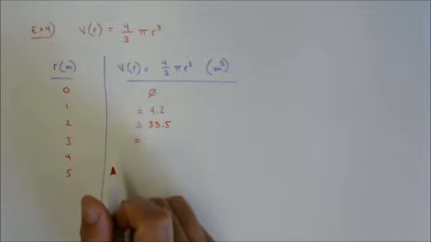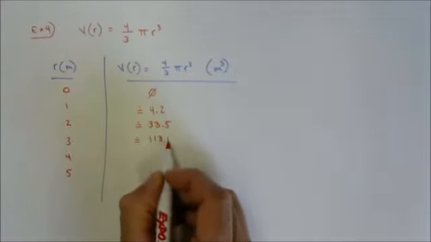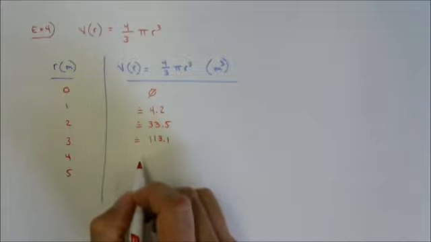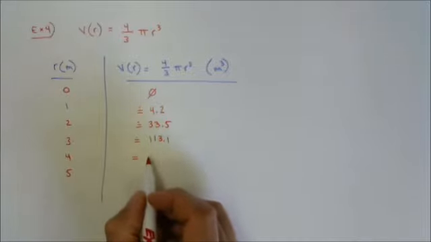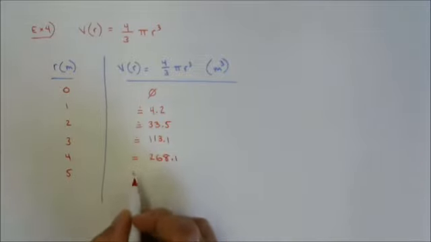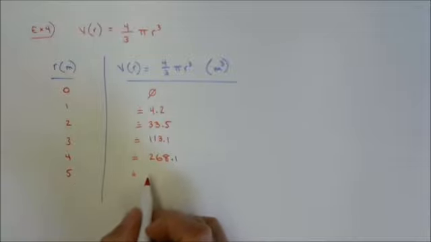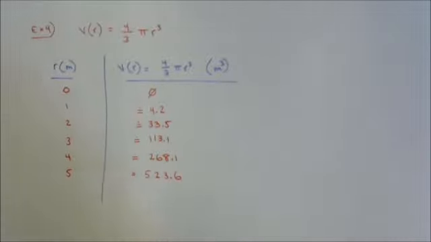Next one, we put 3 in there. 3 cubed is 27. Times 4 times pi divided by 3, we end up with approximately 113.1 cubic meters. And for the sake of time, I'm just going to plug in the next ones. With a radius of 4, we end up with a volume of 268.1 cubic meters. And with a radius of 5 meters, this balloon has a volume of 523.6 cubic meters. Then you are able to graph it.